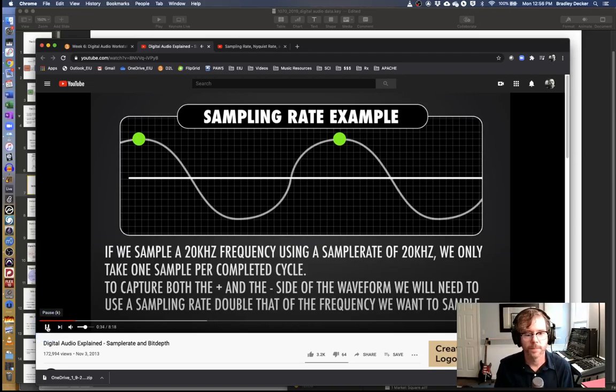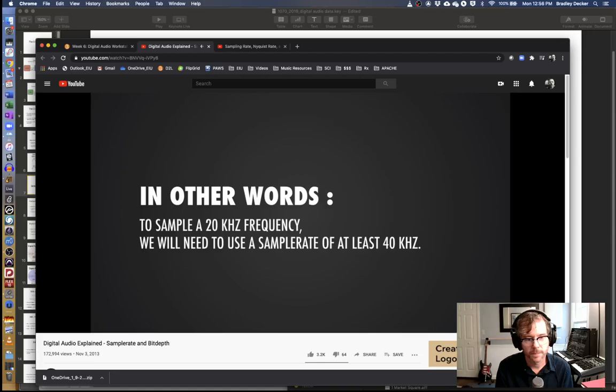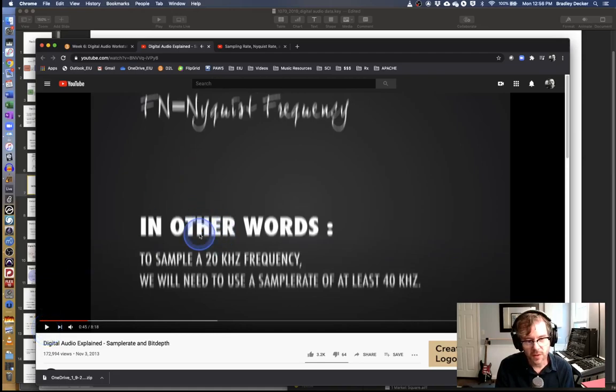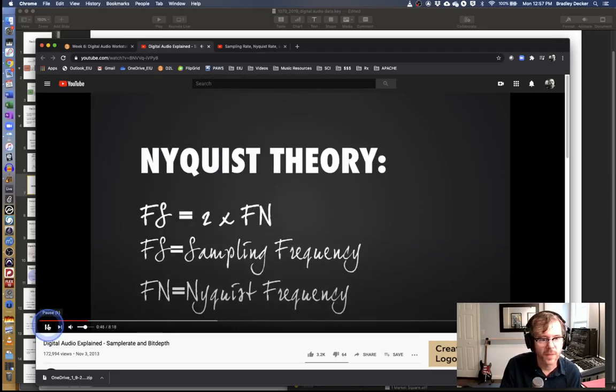To capture the positive and negative side of the cycle, we'll need a sampling rate that is double the frequency that we're sampling. In other words, to capture a 20 kilohertz frequency, we'll need a sample rate of at least 40 kilohertz. So we need to measure at least twice the highest frequency that we are sampling. Our human hearing range goes up to 20 kilohertz, so we need to sample at at least 40 kilohertz to get a good representation of all the sounds in our spectrum. This is the basics of the Nyquist theory by Harry Nyquist.